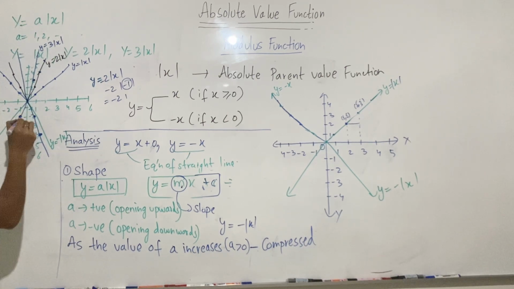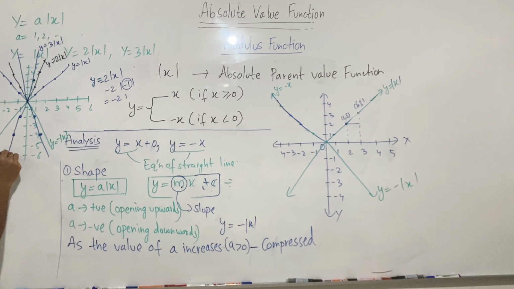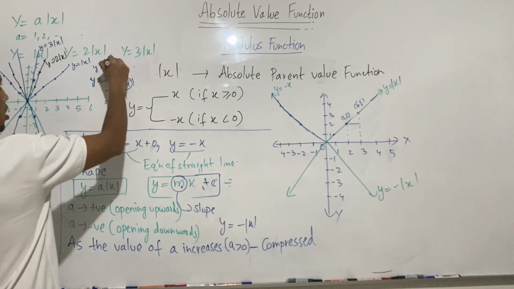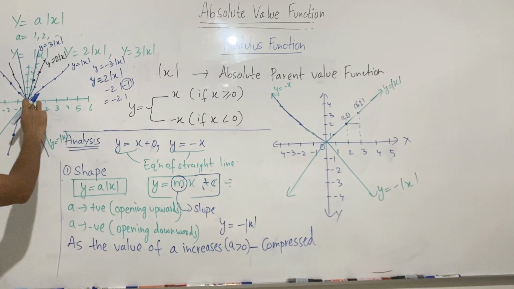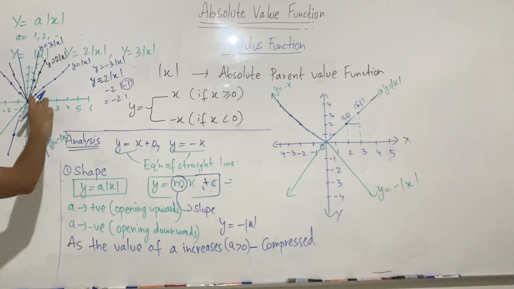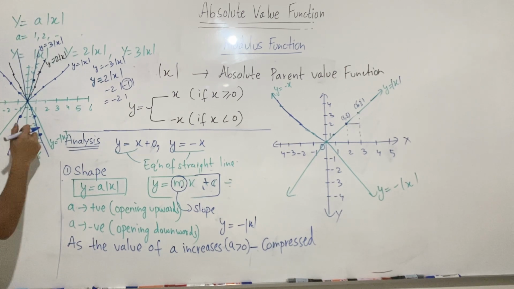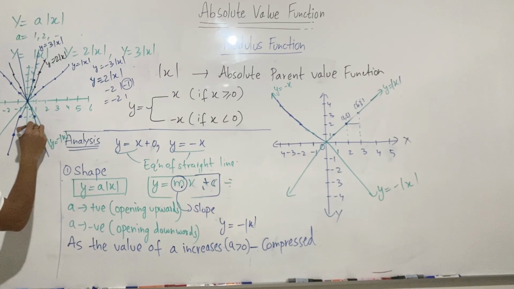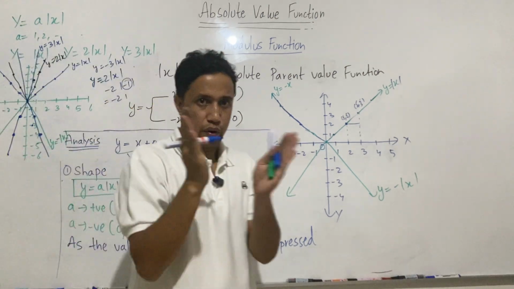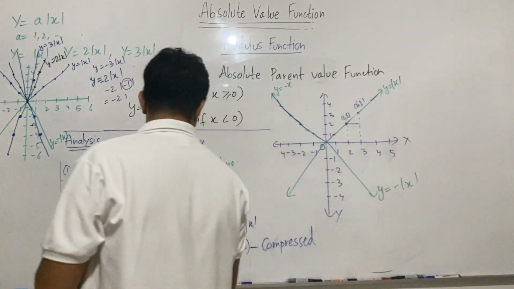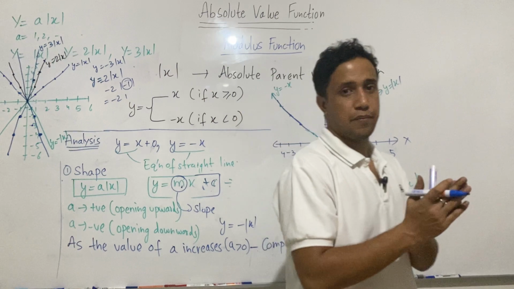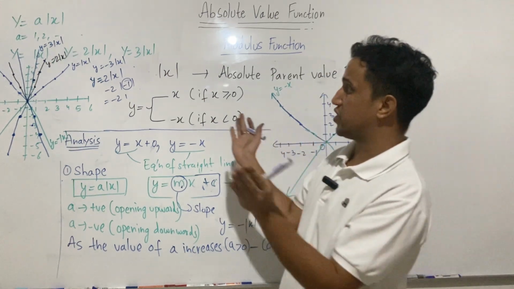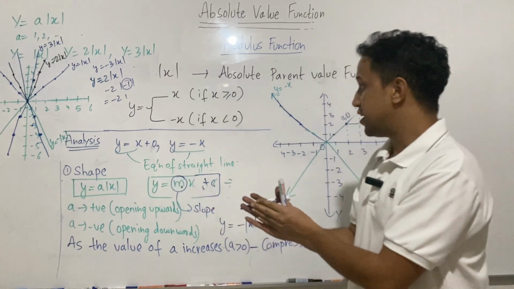So same here. Okay, if you do it for y equal to -3 times absolute value function x, then see here, for 1 it's going to be -3, right? So it's going to be here. Okay, so it will get more narrow. Okay, so as the value of slope increases, there will be compression. So when you increase the value of a, there will be compression.